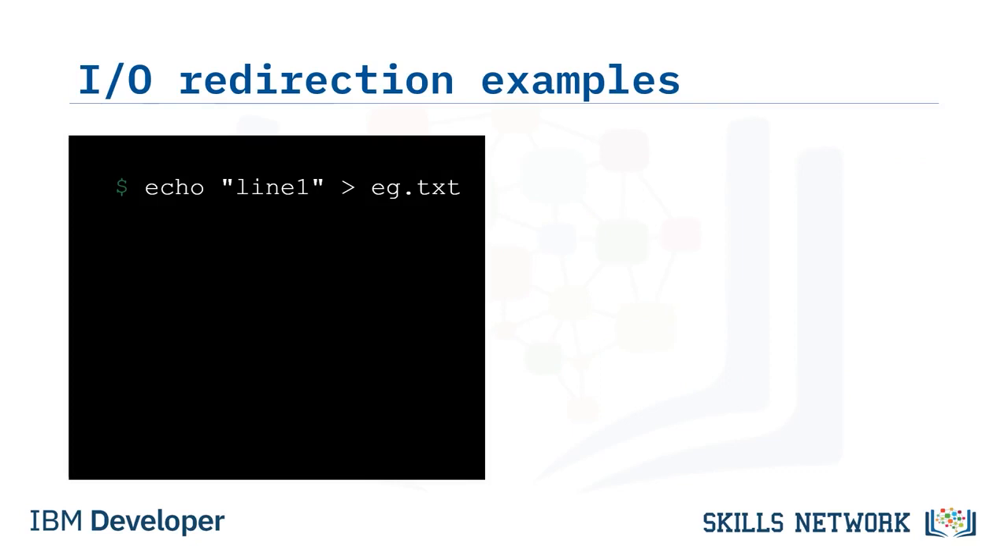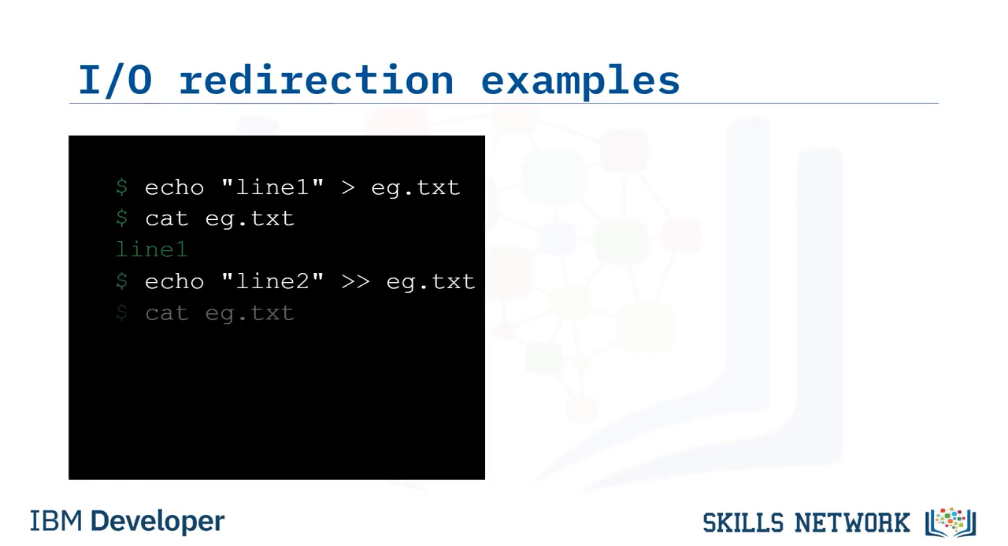You can start by simultaneously creating a file and populating it with some text, like this. You can then cat the file to see what's there. As you can see, line 1 was written to eg.txt. Now, you can try adding another line to the file. And viewing the contents again, you can see that the file contains exactly the 2 lines you added.